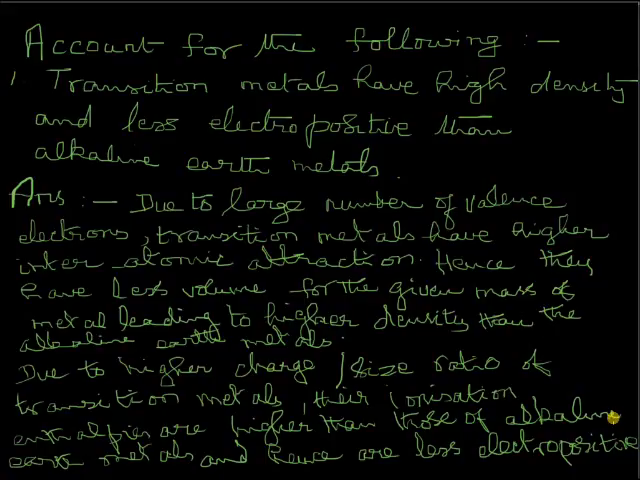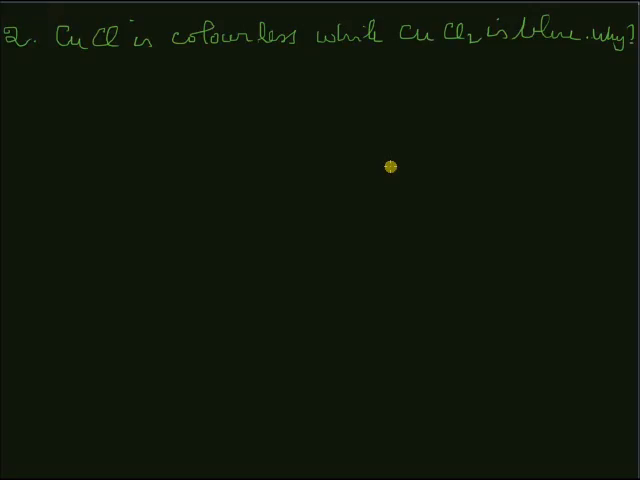Let us pass on to the second question. The second question goes like this. CuCl is colorless while CuCl2 is blue. Why? The color of the transition metal is to be associated with incompletely filled d orbital. In CuCl, copper is monopositive and the monopositive copper has the configuration 4s0 3d10.